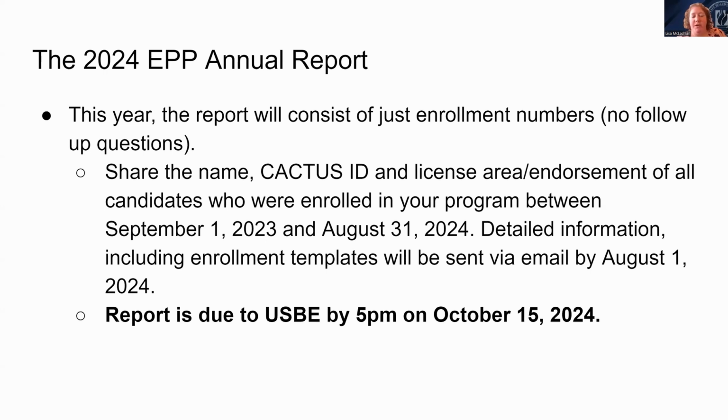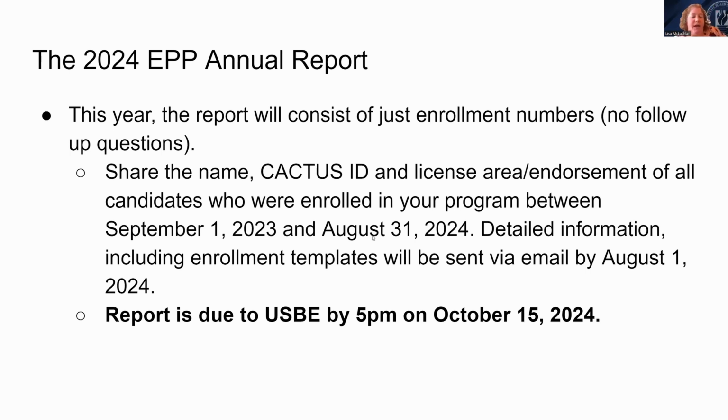So if you have submitted a report in the past, you may know that there's a template where you just list all of the candidates that are enrolled. You'll need to share the name of the candidate, their Cactus ID, and the license area and endorsements, which could be plural, that they're working towards, if they were enrolled in your program between September 1st, 2023 and August 31st, 2024. That's all the annual report's going to be.